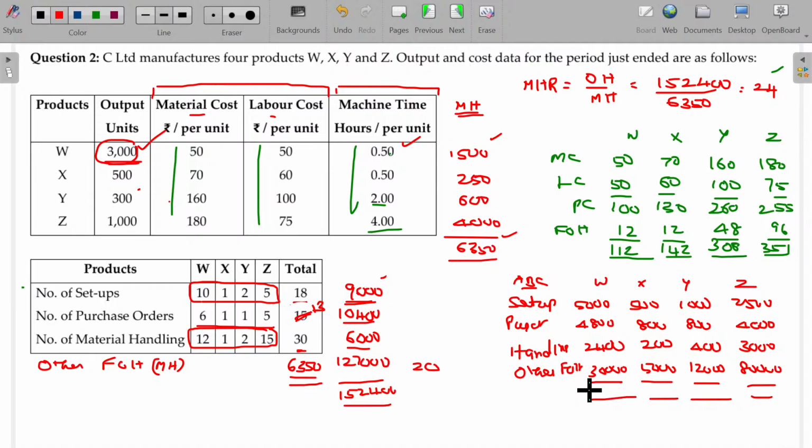4 to 200. 40 to 200, then 6,500, then 14,200, then 89,500. Now overhead per unit: 42,200 for 3,000 units, then per unit value being 14.07. Am I right?